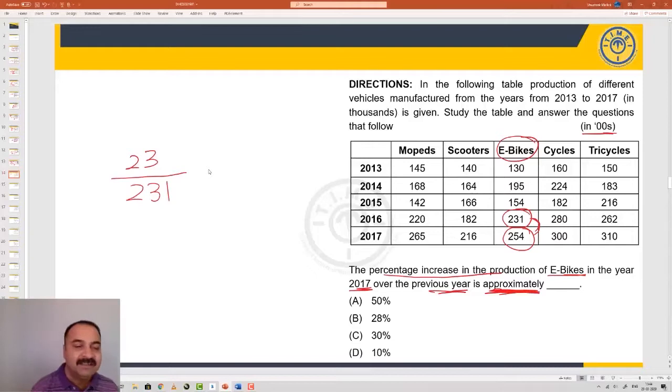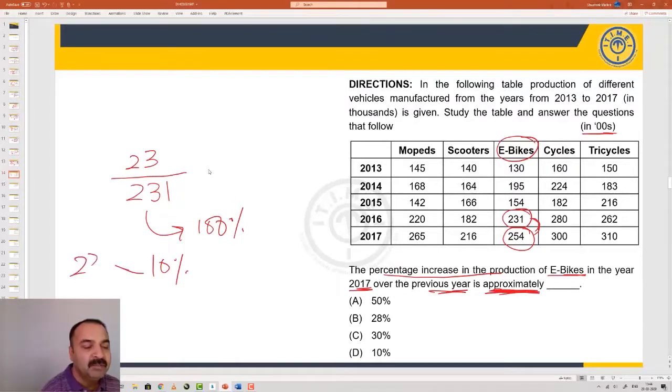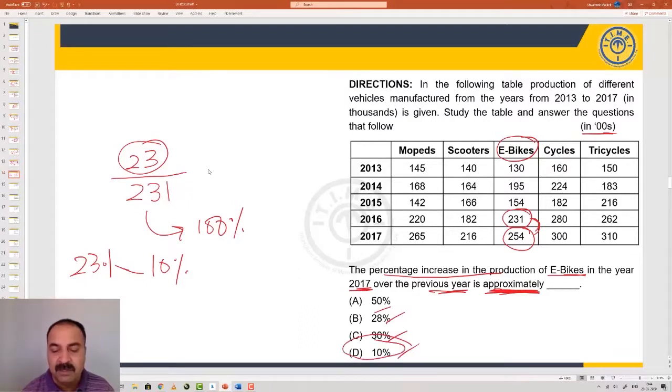So it makes your life easier, because if 231 is 100%, then what is 10%? So 10% will therefore be 23.1. And this numerator is 23. So it is just a little bit lower than 10%. The options are 50%, 28%, 30% and 10%. What will you mark as the approximate answer? 10%. So this question is straightforward.